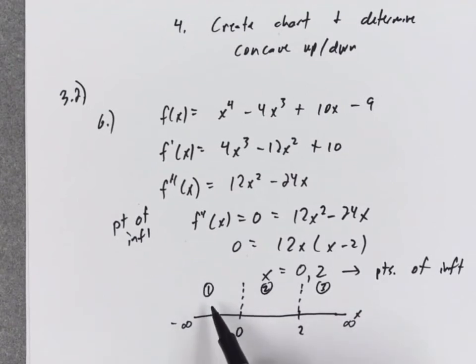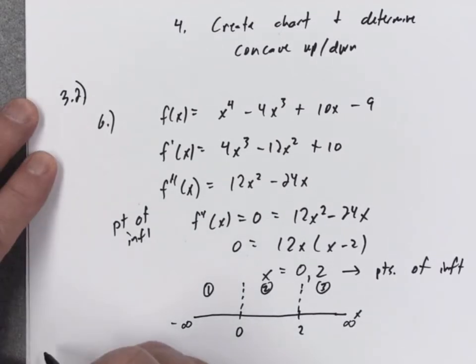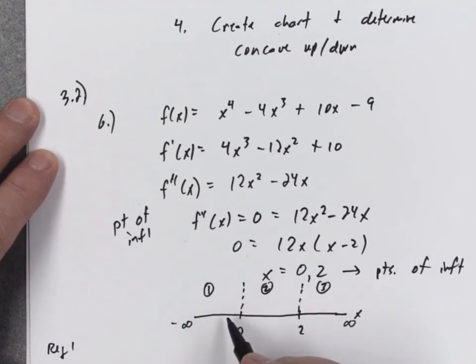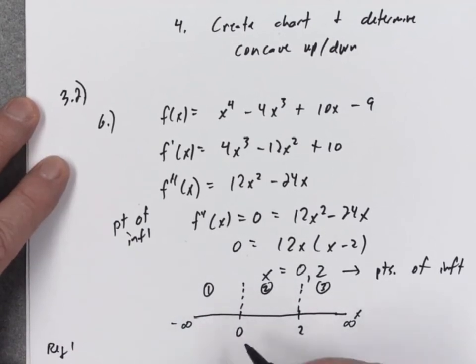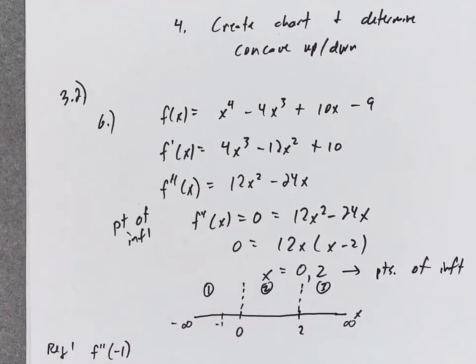So I'm going to go into region 1 and see if this is a positive or negative region. And then I'm going to choose a value of x in region 2 between 0 and 2 and determine for that region where the second derivative is positive or negative. And then I go to region 3. Once again, this is the same kind of thing we did with the first derivative, except now we're looking at the second derivative. So for region 1, I'm going to choose x is like negative 1. So what do I do? I take my second derivative and I plug in negative 1 for x.